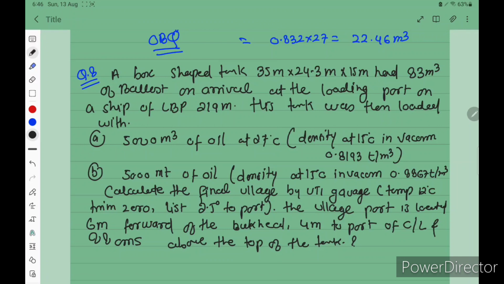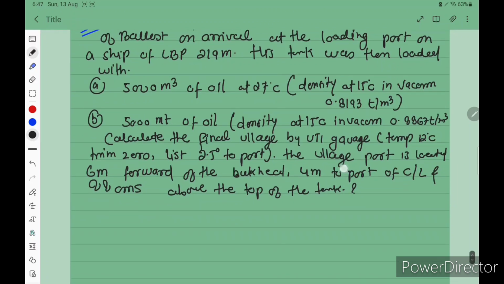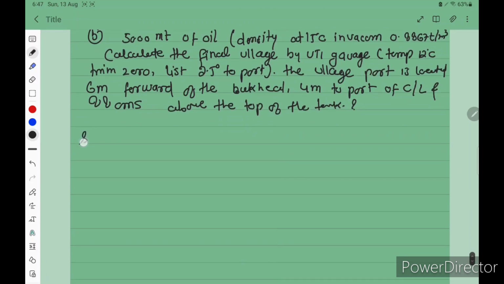Okay, so this is a little bit tricky question. It is not a tricky question, but we have to see how we have to calculate. So we have to calculate this cargo one by one. So all this we have to bring in meter cube so that we can find out the ullage. Okay, so let's proceed with the question. We are solving the first cargo.